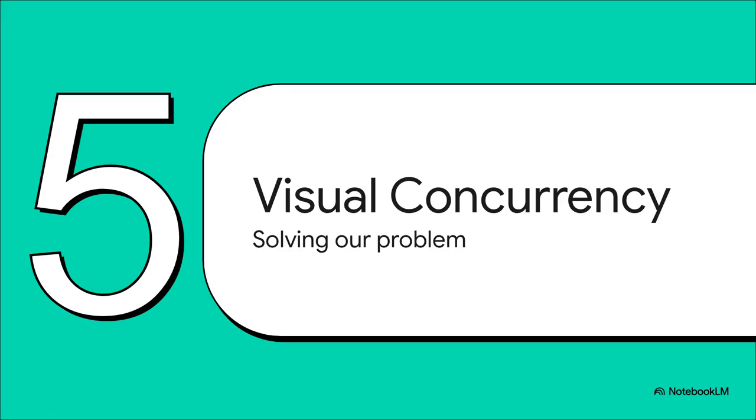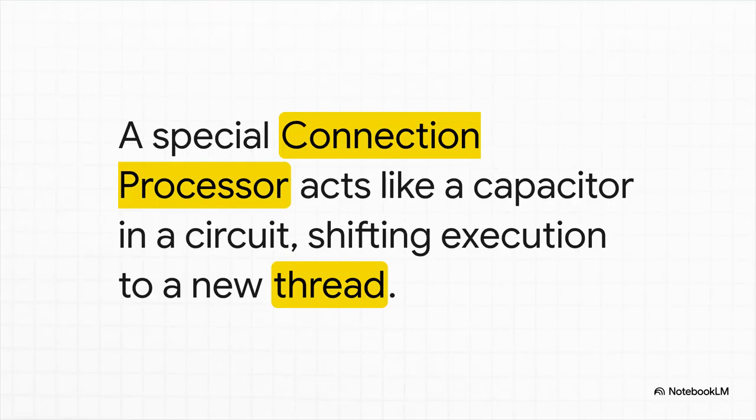All right, let's bring this all the way back home. Remember our slow Maven dependency scanner? We wanted to add concurrency, but we didn't want the horrible complex code that usually comes with it. Well, with this graph-based approach, the solution is, well, it's just beautiful. So sticking with that circuit board metaphor, the fix is unbelievably elegant. You just create a special type of connection processor. This one is called an async invocable connection processor, and you just place it on the connection between two nodes.